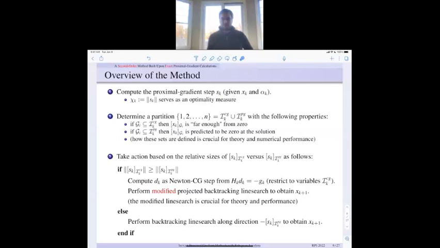Now, because we're trying to develop these subspace accelerated methods, we have to somehow partition our variables up into groups of variables: those that we think are zero groups and those that we think are non-zero groups. That's the main part of point 2 here. So how do we do that?